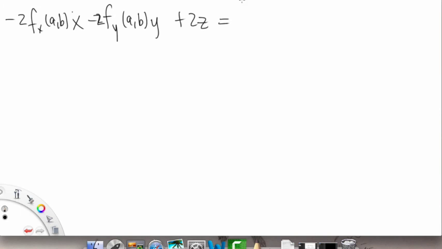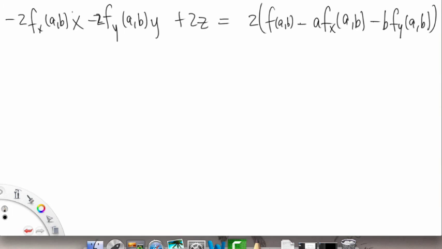Okay, so I'll just rewrite what we had on the previous slide here. We just had a minus 2 times f sub x at (a, b) times x, and then a minus 2 f sub y at (a, b) times y, plus our 2z is equal to 2 times a bunch of other stuff. I'll just rewrite that real quick. We won't need it. I'll tell you right now, we do not need this right side to figure out the rest of the problem, but I'll just write it for our reference.